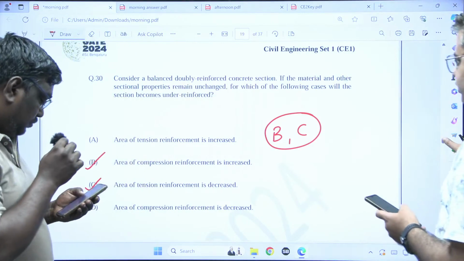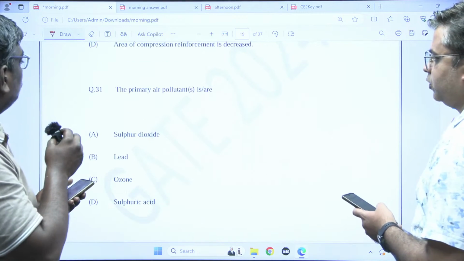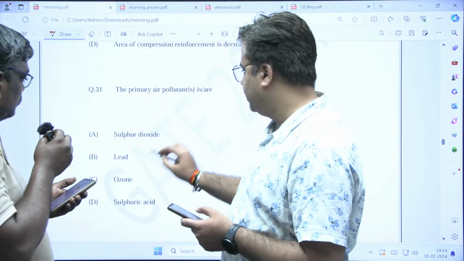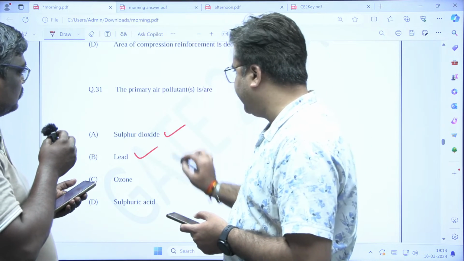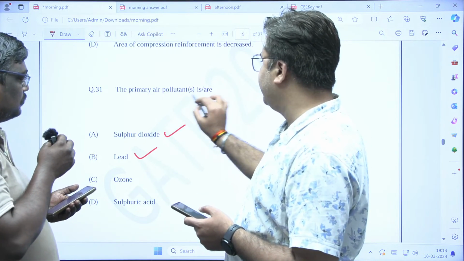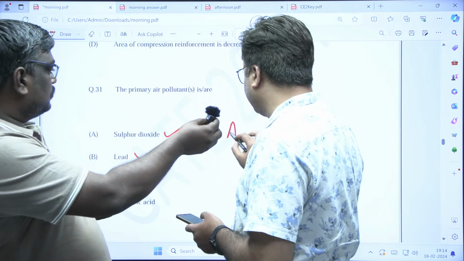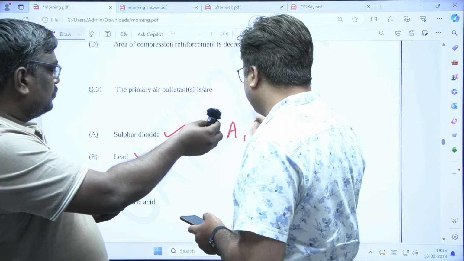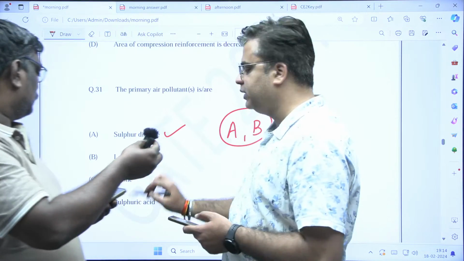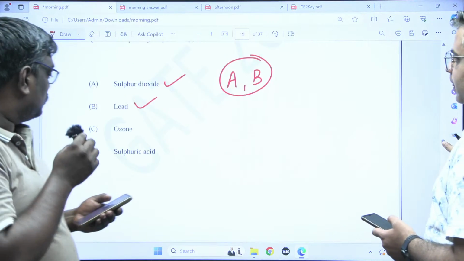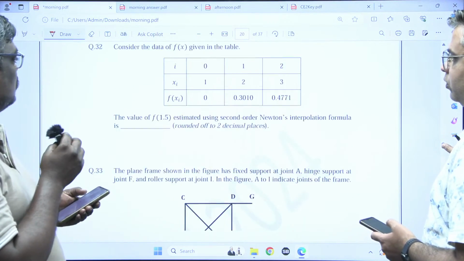Moving to the next, question number 31. For question number 31, the options are A and B: sulfur dioxide and lead. These are the primary air pollutants. Yesterday only I told you that sulfur dioxide and lead are your primary pollutants. Ozone and sulfuric acid will be your secondary pollutants.